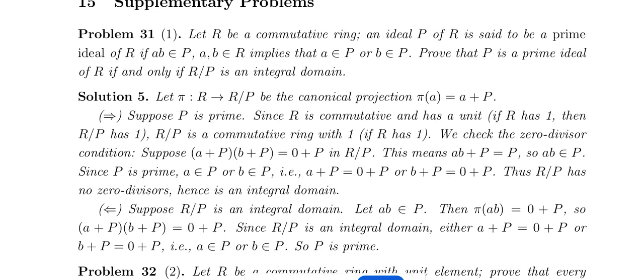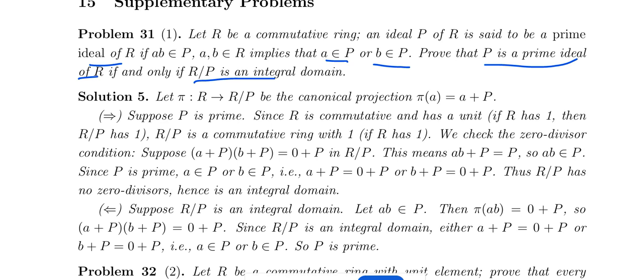These are some problems. Let R be a commutative ring. An ideal P of R is said to be a prime ideal of R if ab belongs to P, with a, b belongs to R, implies that a belongs to P or b belongs to P. Now prove that P is a prime ideal of R if and only if R/P is an integral domain.